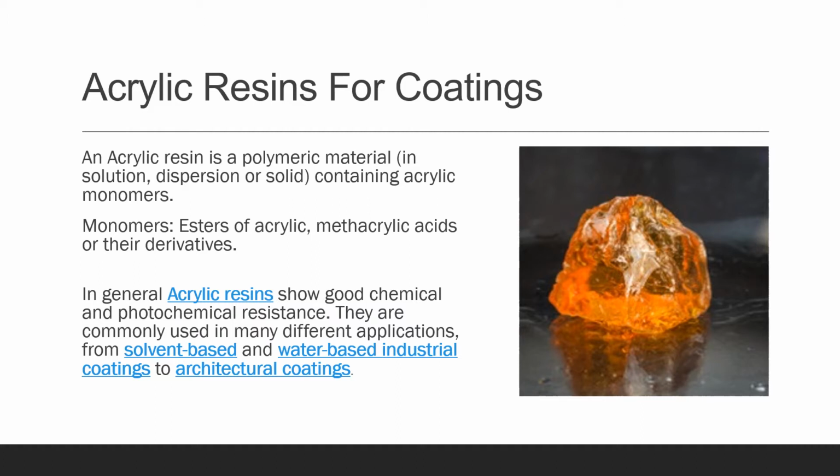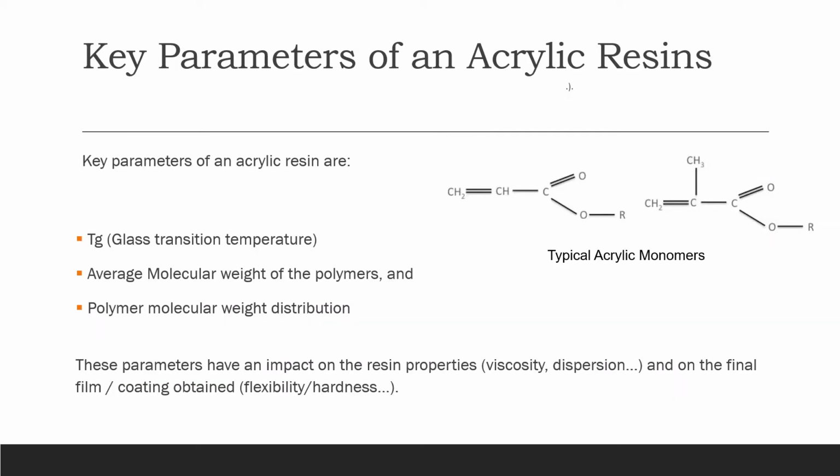Then there are general acrylic reagents. They have very good chemical and photochemical resistance properties, and they are commonly used in many different applications, from solvent based to water based industrial coatings and architectural coatings. So next we'll see what the parameters and properties are, and how they can impact the resin properties.